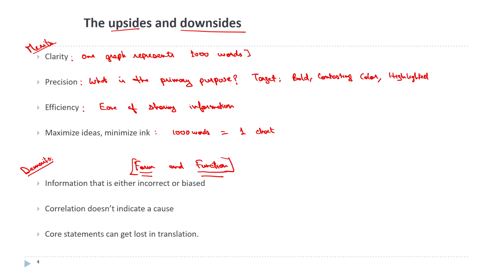So data visualization sometimes gives information that is either incorrect or biased. For example, when viewing a visualization with many different data points, it is easy to have an inaccurate interpretation or assumption. Or sometimes the visualization is just designed wrong, so that it is biased or it is confusing the person. Correlation does not indicate cause. So the causation is always missed in correlation.